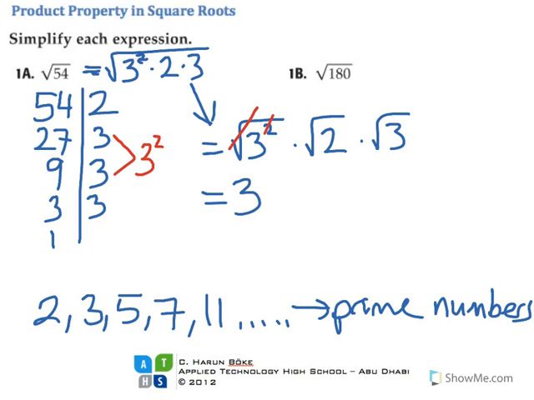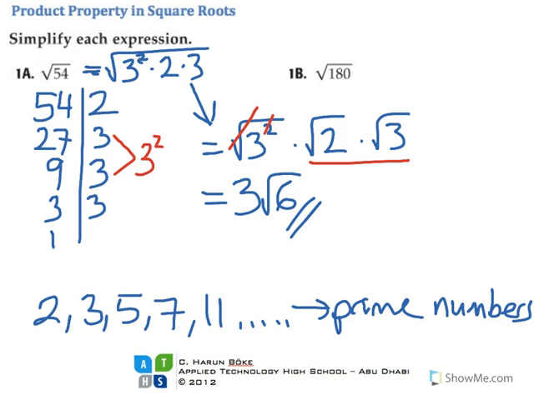Now for these two numbers, the square root of 2 and the square root of 3, there is nothing else to do but multiply to get it into a simpler form. So it will be 3 times the square root of 2 times 3, which is 6. Again, here we use the product property in reverse order. So this is the simplest form of the square root of 54. Now let's look at the square root of 180.